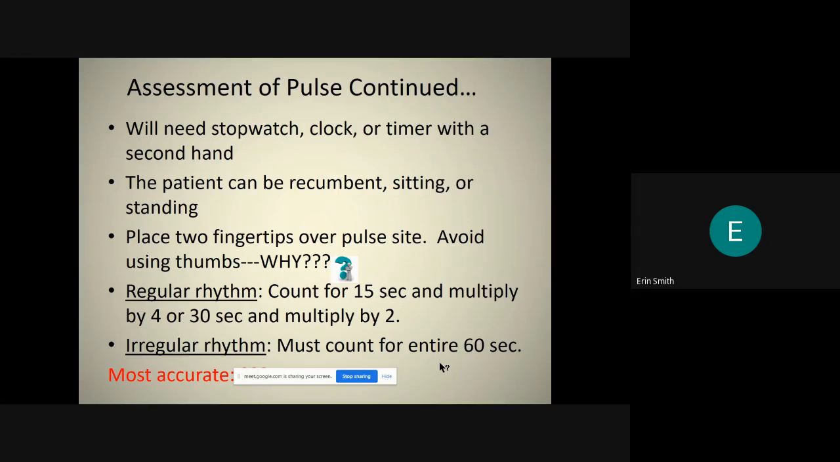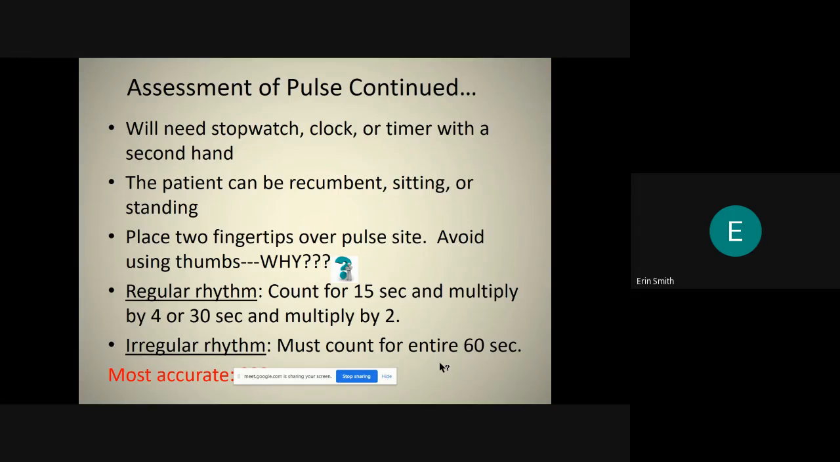So as many of you probably know, we have a pulse in our thumb. So it can make it very difficult for you to figure out, when you're assessing your patient's pulse, if you're feeling the pulse in your thumb or if you're actually feeling your patient's pulse. So that is why you typically want to use your index finger and your middle finger, which is what you're going to see people use to accurately assess the pulse.